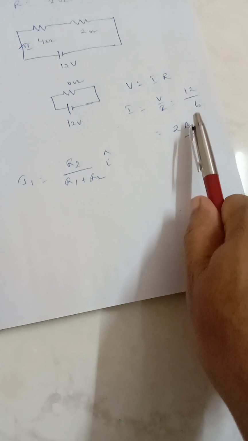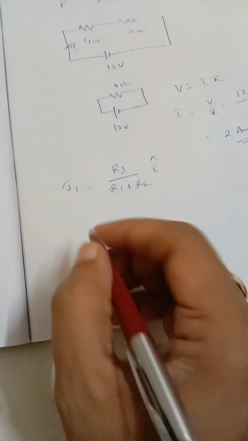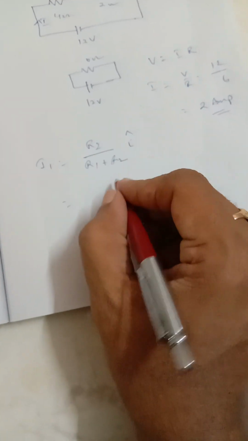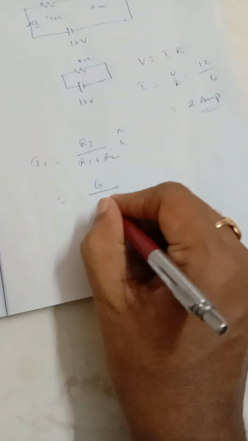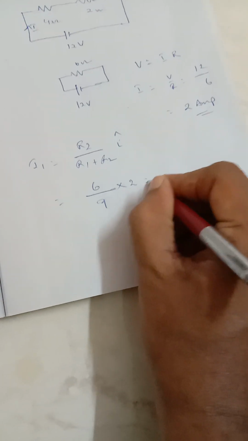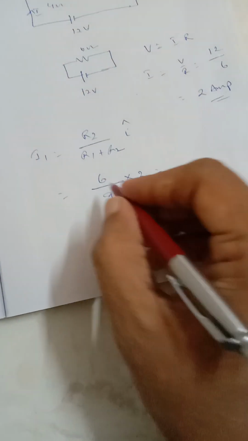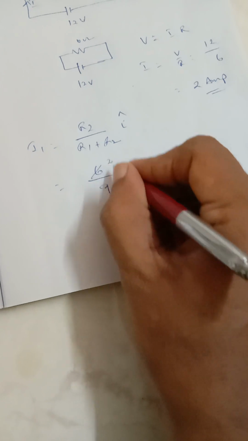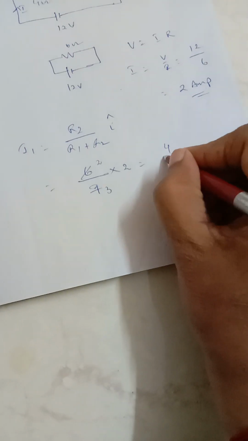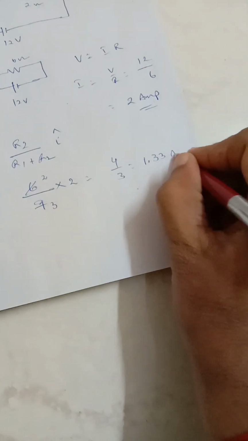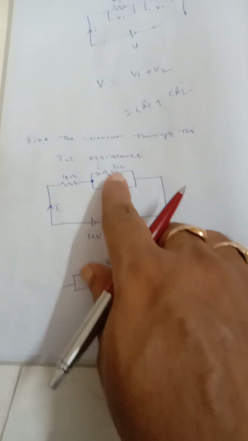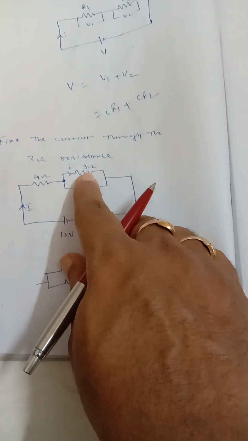Here I is 2 amperes. Therefore R2 is 6, by 6 plus 3, 9, into 2. That means 6 by 9 into 2, which is 4 by 3, that means 1.33. 1.33 amperes current will pass through this 3 ohms resistance.